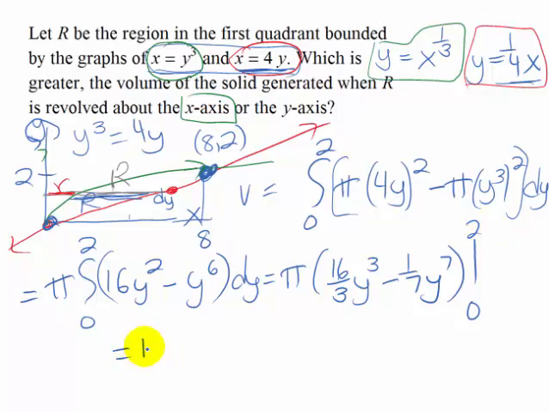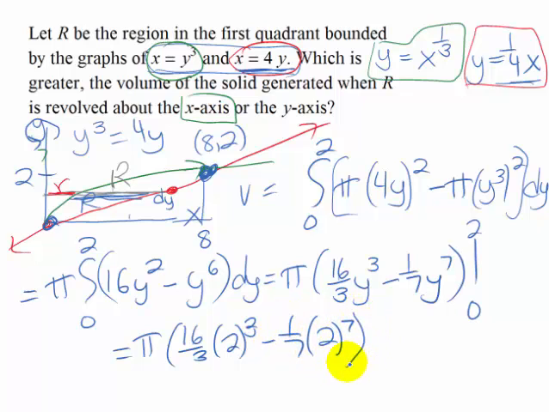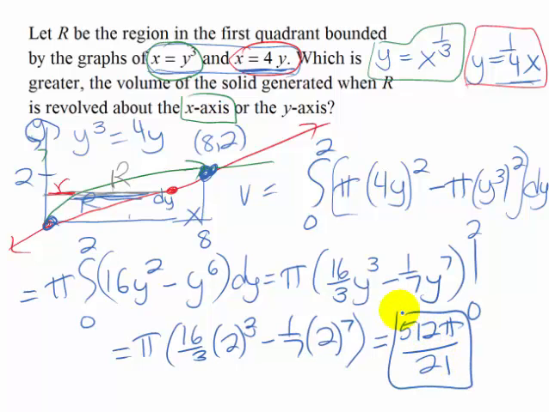So that would be pi multiplied by 16 thirds times 2 to the third minus 1/7 times 2 to the 7th, and our lower limit 0, so that part is 0. And when we go to simplify that, that would be 512 pi over 21. So we've got 512 pi over 21, and we could put that in a calculator to get an approximate. That's about 76.6, and that would be rotating it around the y-axis. And we need to compare that to what we got in the first part, and we see that this volume is bigger.